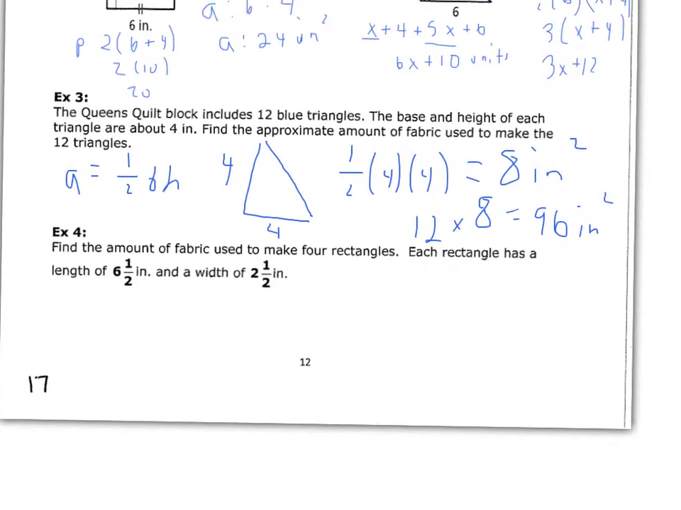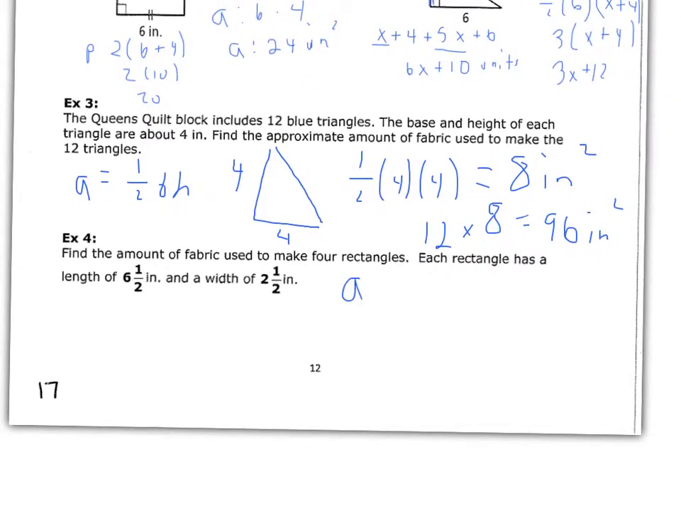So we need to find the area of these rectangles, and area equals length times width. If you have 6.5 for the length times 2.5 for the width, that gives you 16 1/4, or 16.25 inches squared for one of the 4 rectangles.